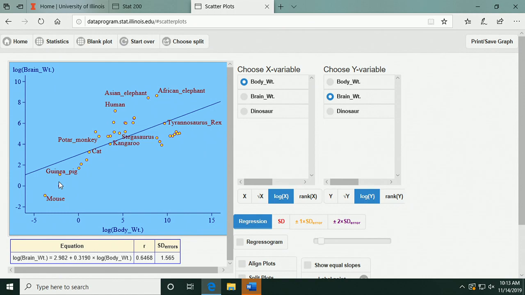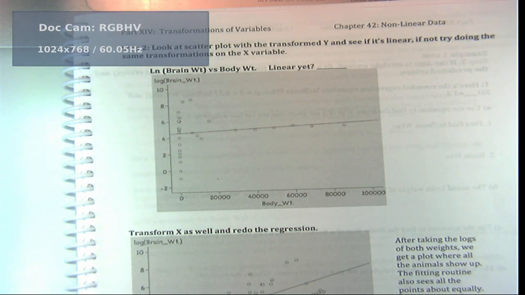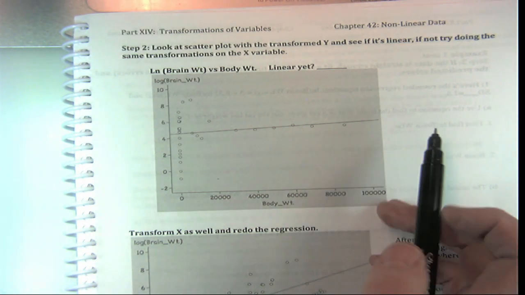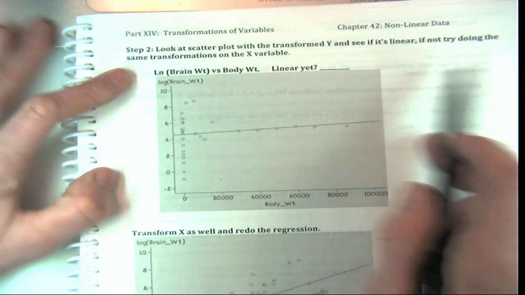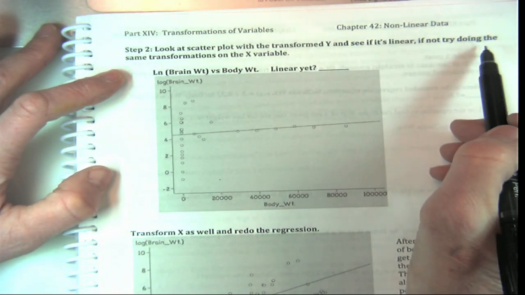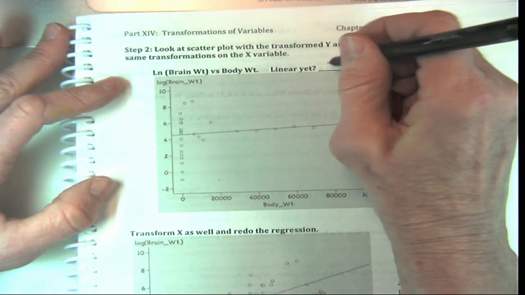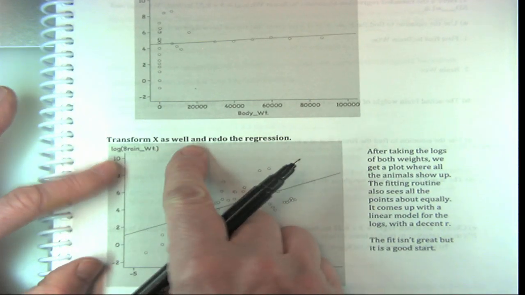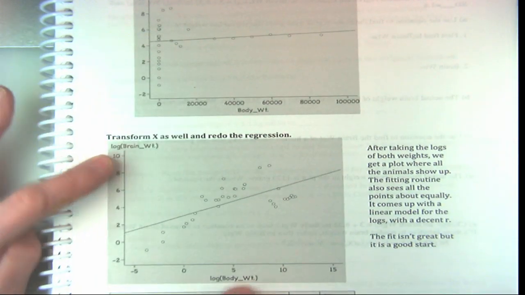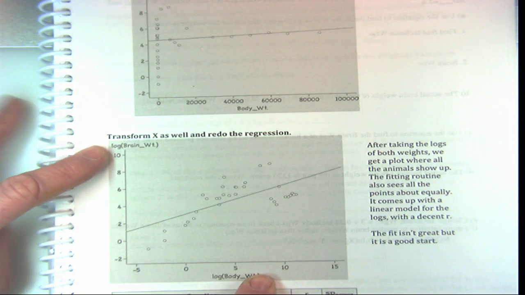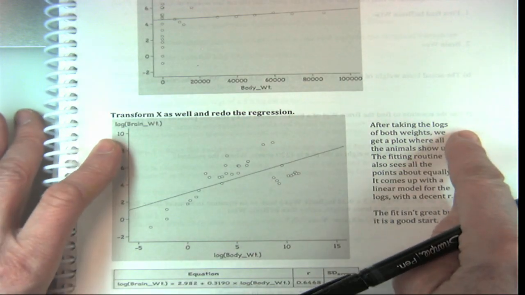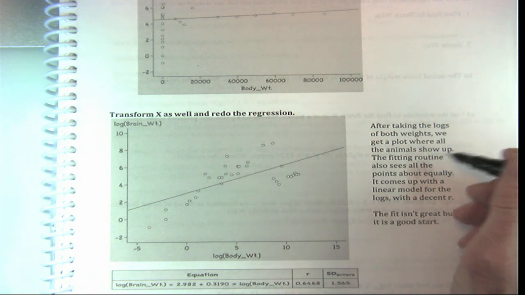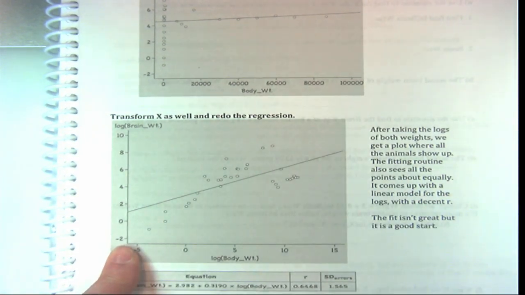So let's go back to the document camera. And, all right, so here we are. And look at the scatter plot. This is what we just did with the transform y and see if it's linear. If not, try again. Okay, so it's not linear yet. Now we're supposed to transform x as well and redo the regression, log versus log. All right, and we saw after taking the logs of both weights, we get a plot where all the animals show up. We can see them all.